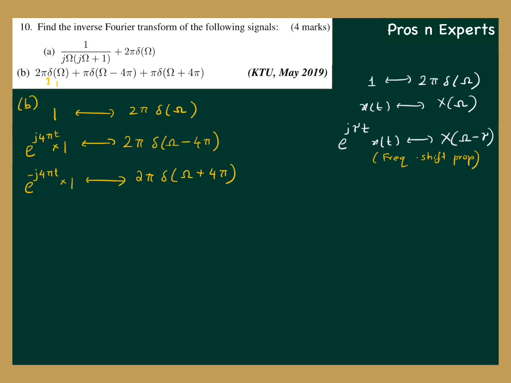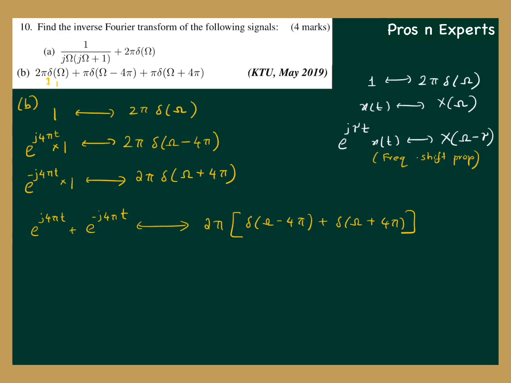Now what I'm going to do is add these two equations, this equation and this equation. So what happens is e raised to j 4 pi t plus e raised to minus j 4 pi t will give a Fourier transform. It is linearity, so we can add the transforms also. So what happens is 2 pi into del of omega minus 4 pi plus del of omega plus 4 pi.